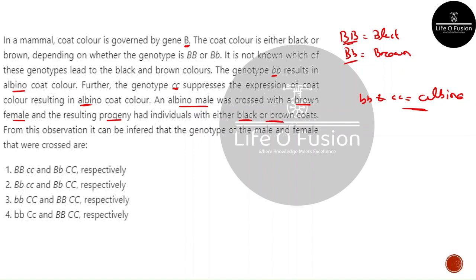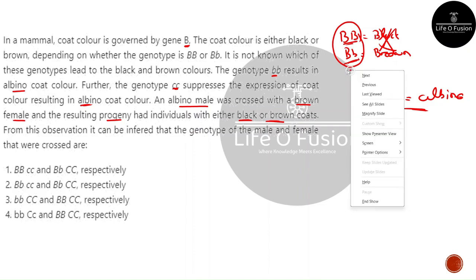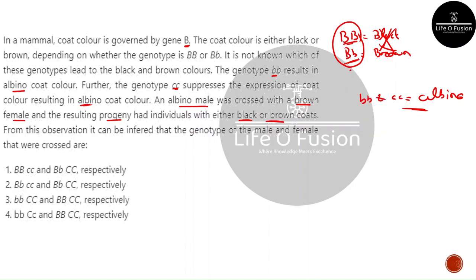Okay, if you don't know, black or brown: we only know that capital B and capital B small b, either of these, is black or brown. So the cross is made between an albino male, which should have the genotype small b, or it also has the C gene as small c, okay, with a brown female.